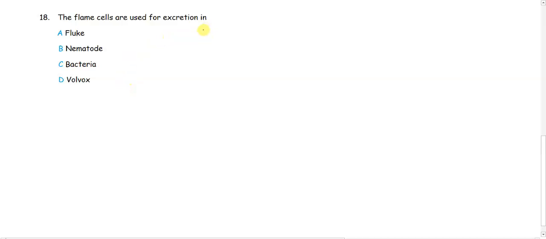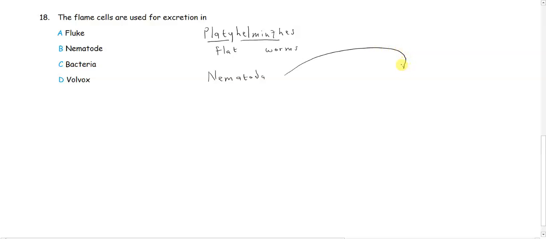The fluke belongs to the group Platyhelminthes. The word platy actually means flat, and helminth, worms. So the platyhelminths are actually flat worms. Nematode obviously belongs to the group Nematoda, and these are cylindrical with pointed ends.